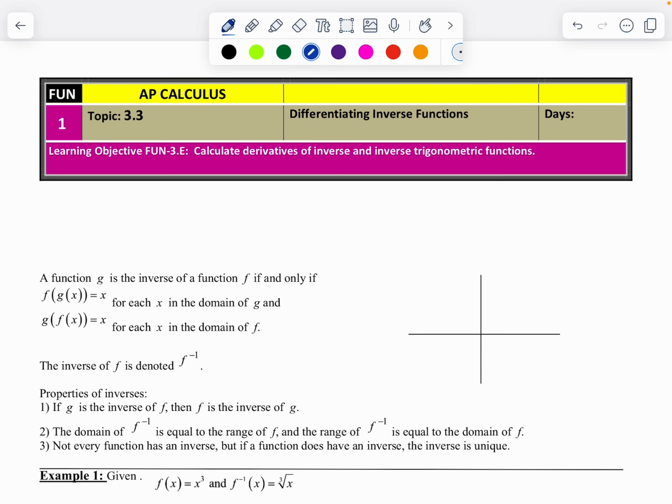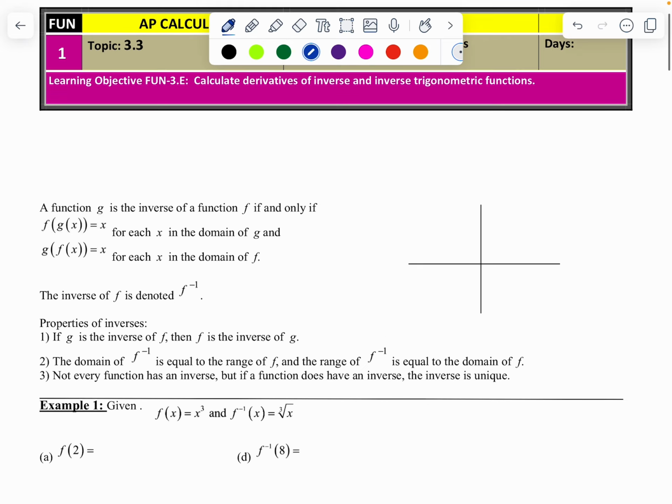Your job by the end of this lesson is to be able to calculate derivatives of inverse and inverse trig functions. So we'll do inverse trig functions in 3.4, and we're just going to look at general inverse functions right now. Basically, what we're going to do here is learn a formula for finding the derivative of an inverse function, but it's also possible to derive that formula if you ever get stuck and don't remember it. But hopefully we'll use it enough times that it'll be fairly simple.